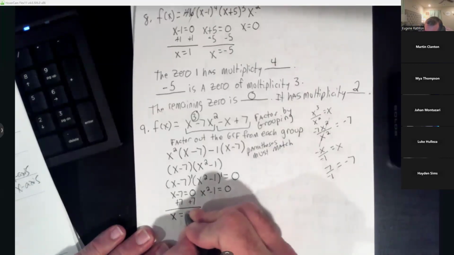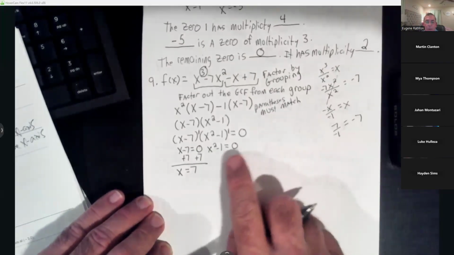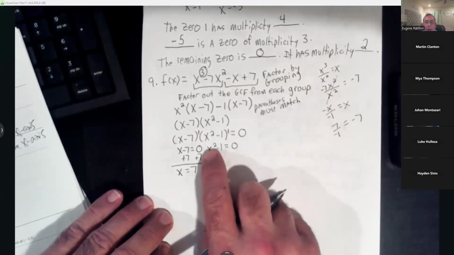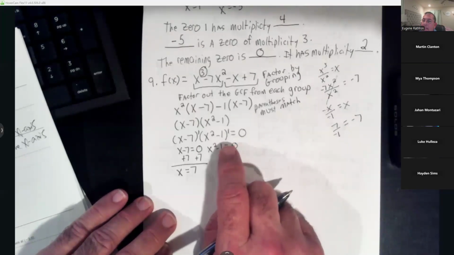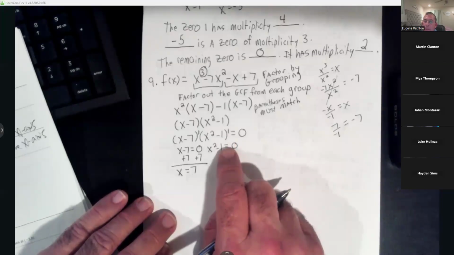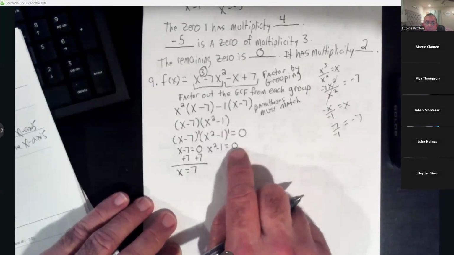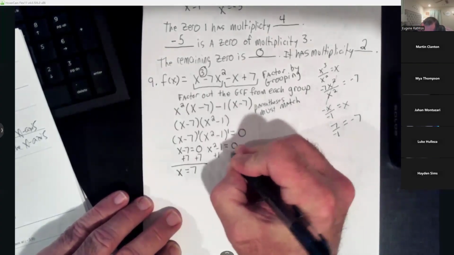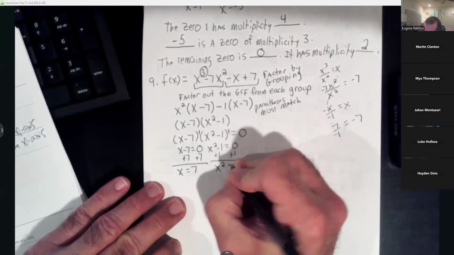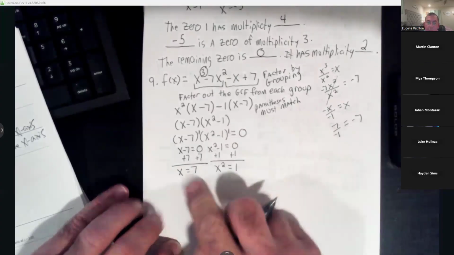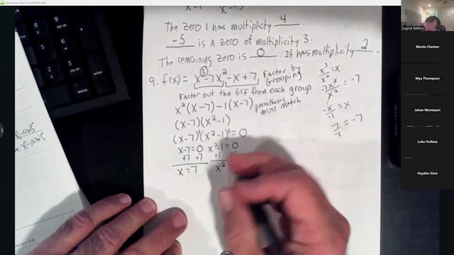And I get x is a positive 7. To solve this one, I got an x squared and a number. So this one I'm going to solve by taking the square roots, just like I did a while ago. To take square roots, you're going to add 1 to both sides. That way you can get this x squared on the left side by itself, and then the 1 goes to the other side. Now, we're going to take square roots of both sides.